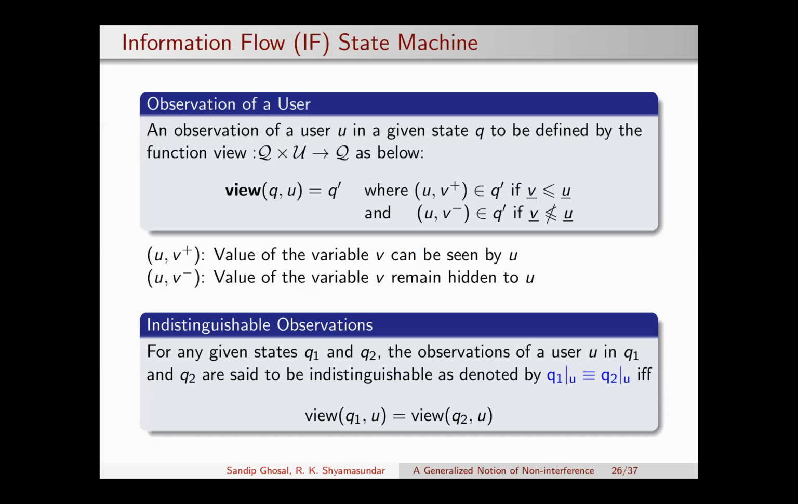An observation of a user u in the state q is defined by the function view as follows. The observation is a set of tuples (u, v) plus or (u, v) minus, where plus means the value v can be seen by u, otherwise it remains hidden.